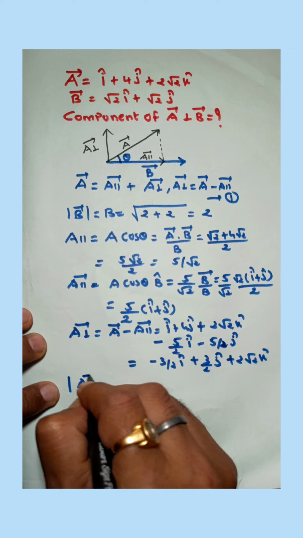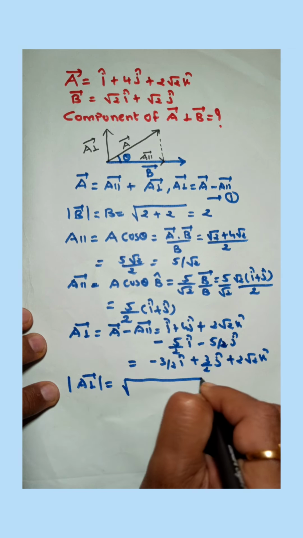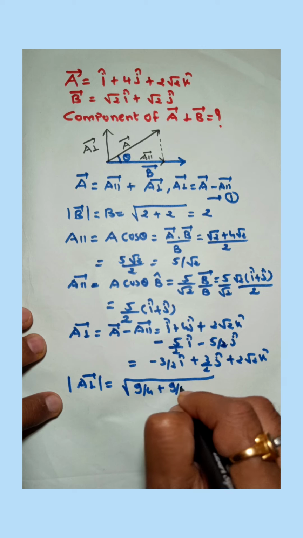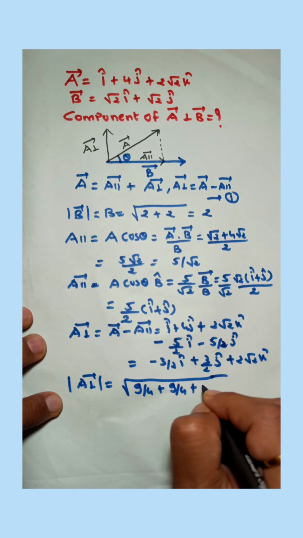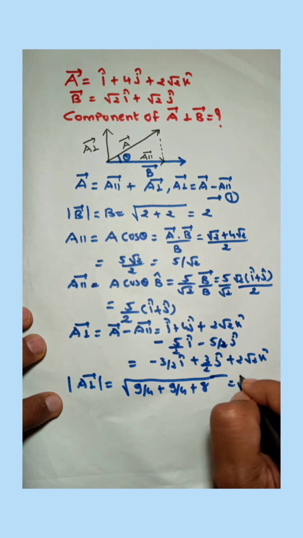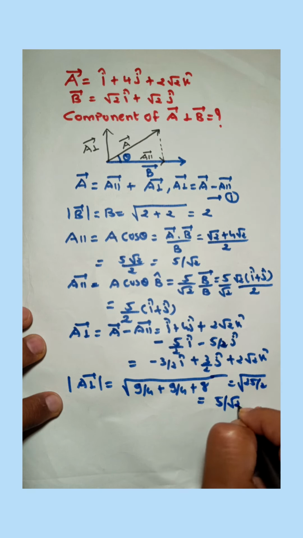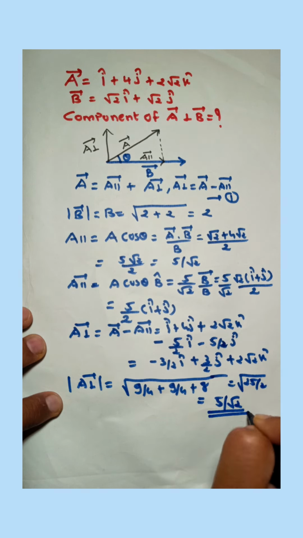and mod A perpendicular is equal to square root of 9 by 4 plus 9 by 4 plus 2 root 2 whole square, that is 8. So root 25 upon 2, it means 5 upon root 2. That is the magnitude of A perpendicular.